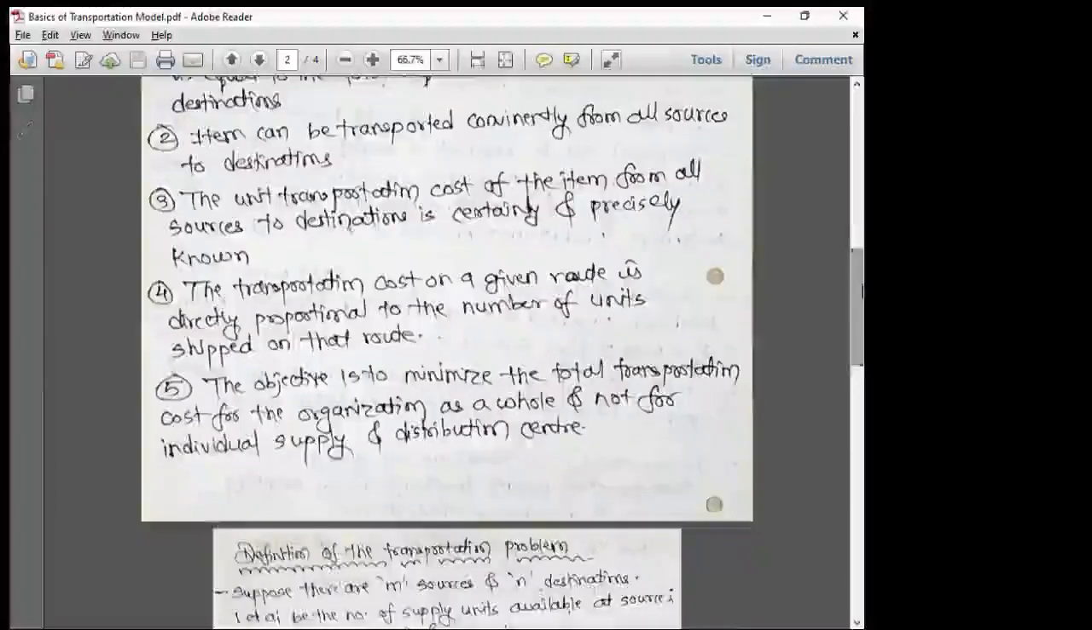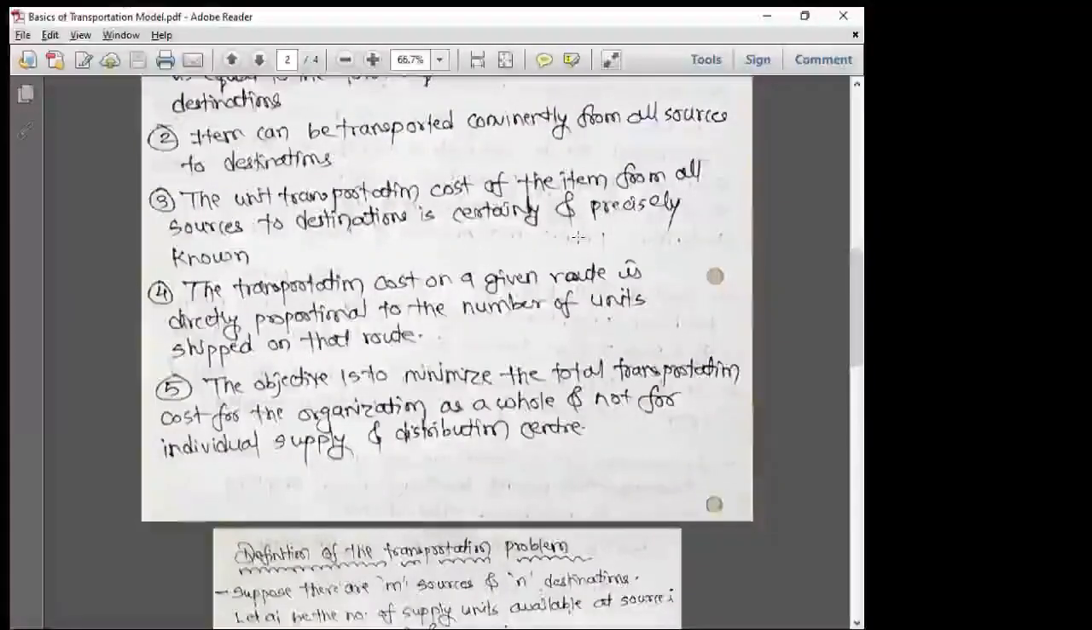The third assumption for this transportation model is that the unit transportation cost of the item from all the sources to destinations is certainly and precisely known, right? There can be four different sources and five different destinations. So the unit transportation cost from each source to each destination is precisely known. Only then can we find out the transportation cost, and only then can we minimize the total transportation cost.